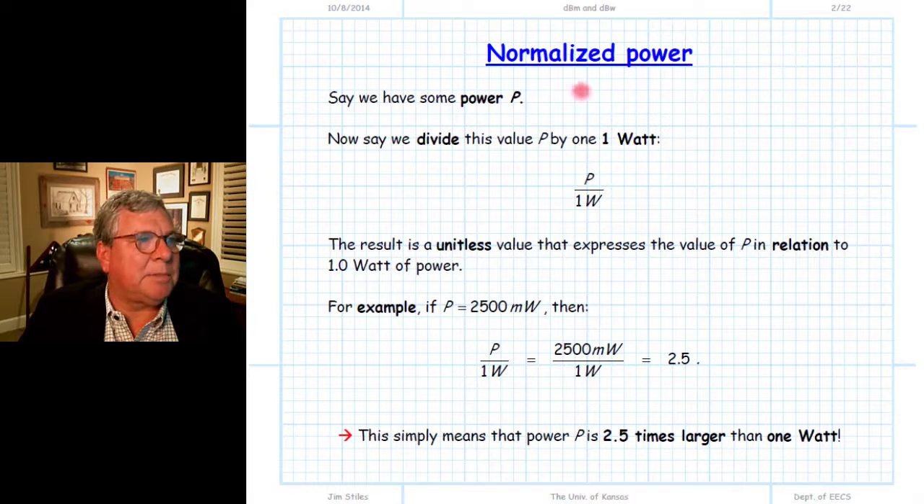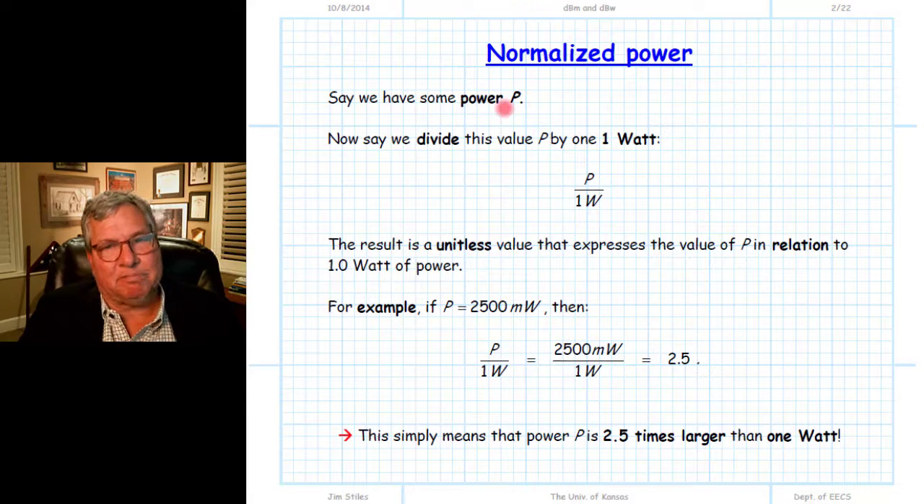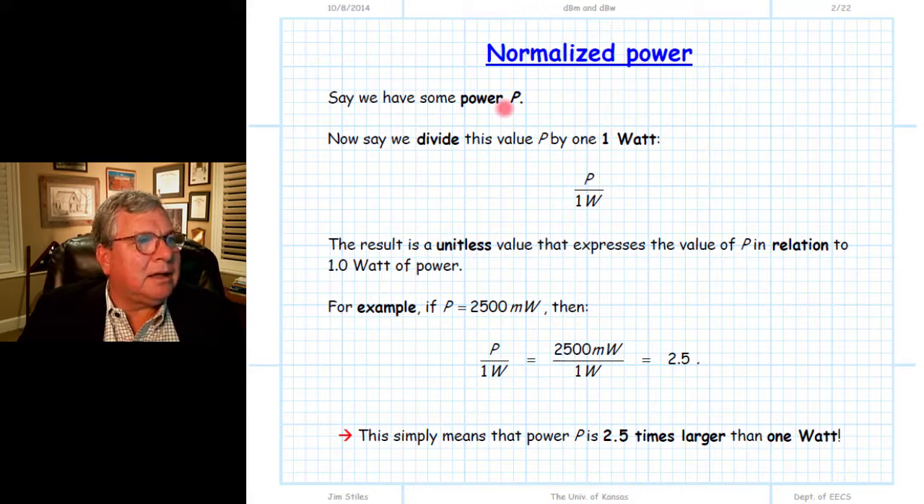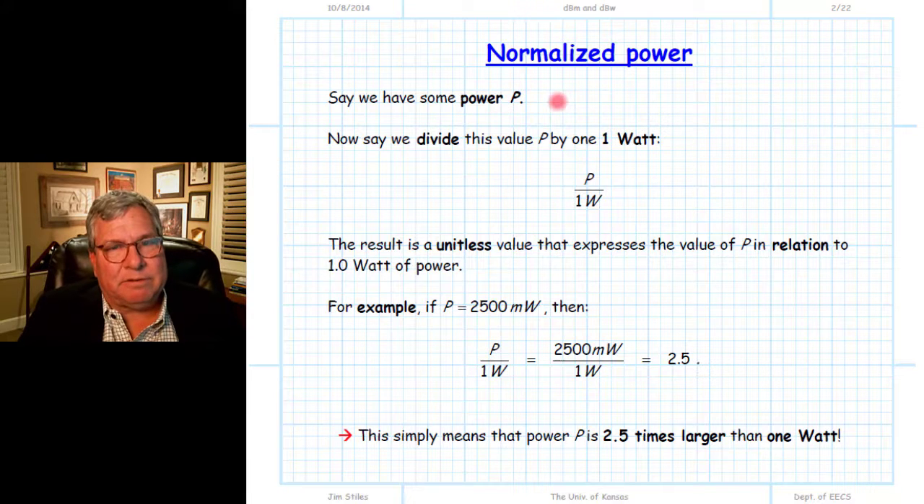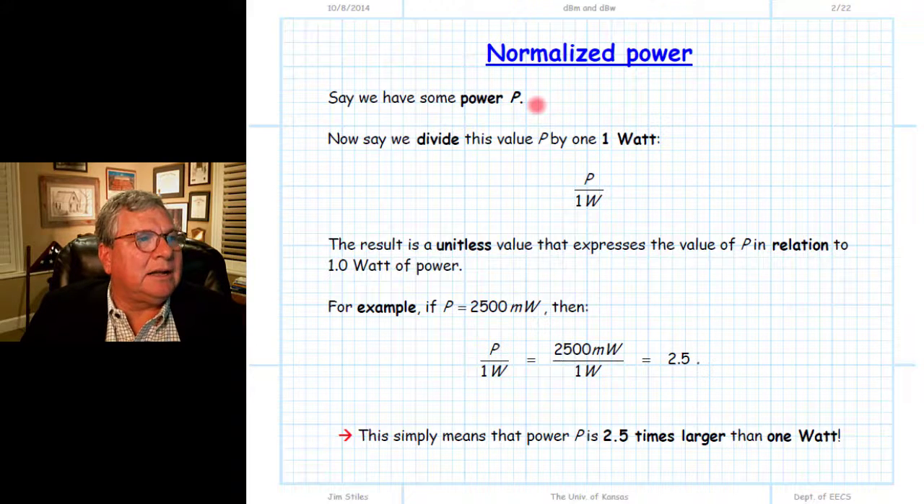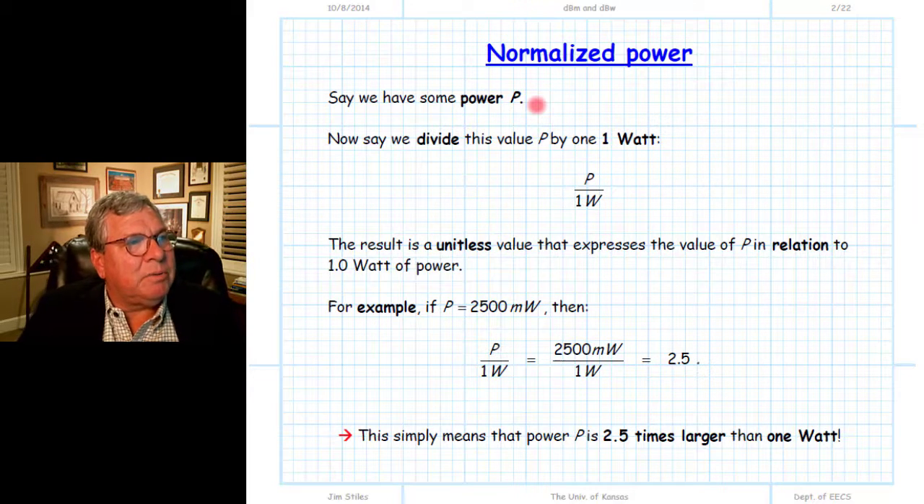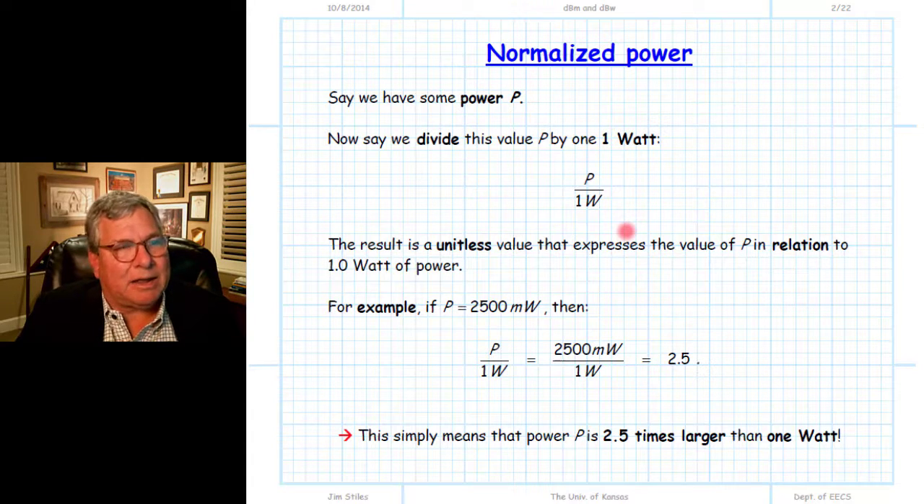Let's say we have some power that we'll represent by the variable P. This power could be any of the power that we've discussed: available power, delivered power, absorbed, reflected, incident, net. Regardless, what we could do is take that power and normalize it by dividing by 1 watt. The result, of course, now is a unitless value. If we take that power P in watts and divide by 1 watt, we get a number which is unitless.